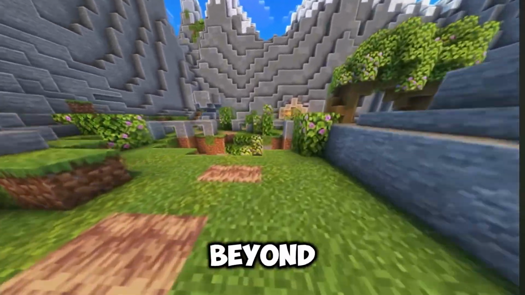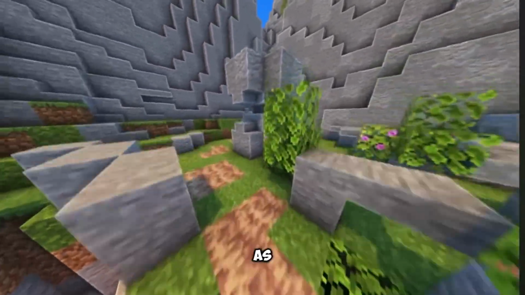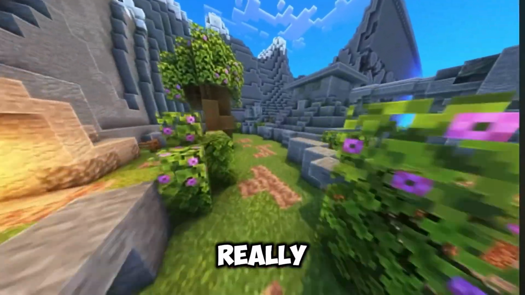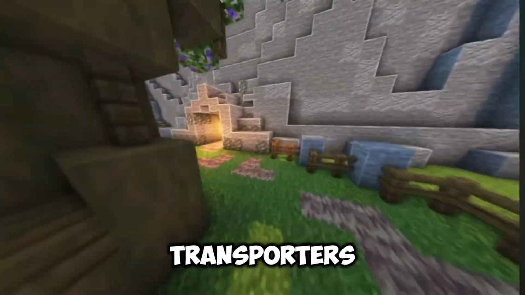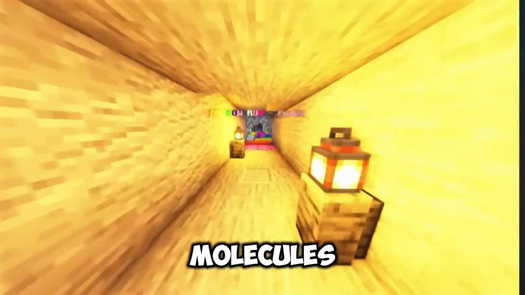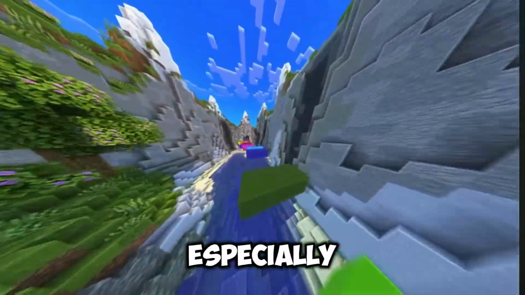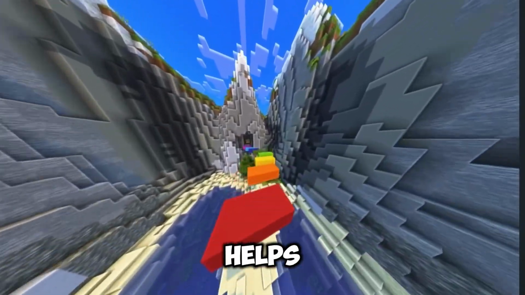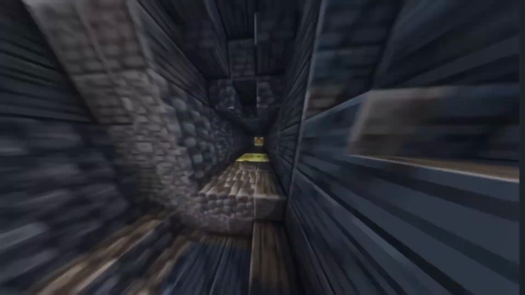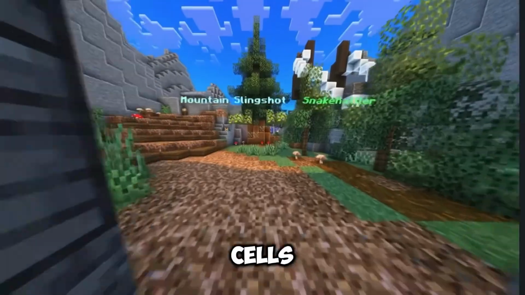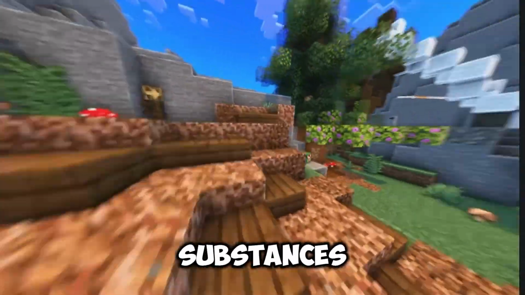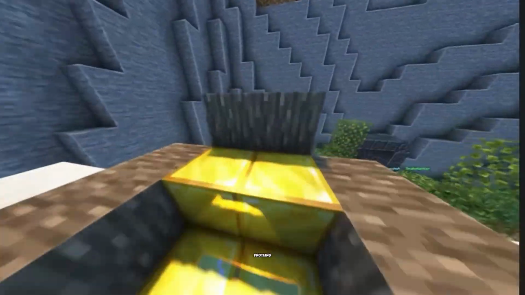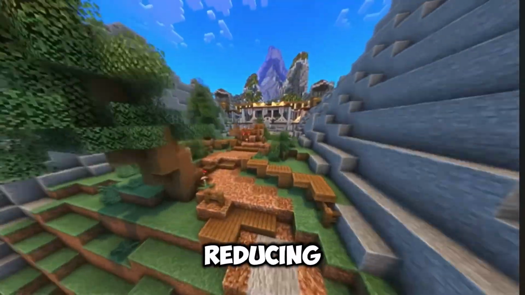This research goes far beyond simply labeling transport as passive or active. It shows how highly specific and regulated membrane transport really is, and how different transporters are responsible for moving different molecules across the membrane. This work is especially important in medicine because understanding these transport pathways helps researchers design drugs that can more effectively enter cells. Instead of forcing substances across the membrane, new treatments can be engineered to use the cell's own transport proteins, increasing efficiency and reducing side effects.